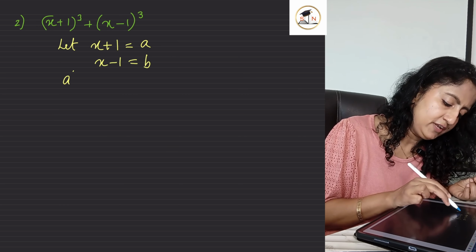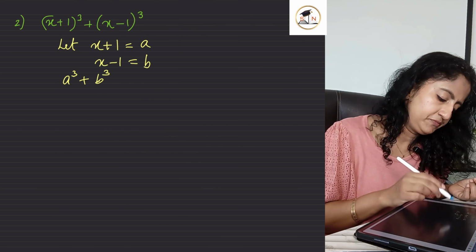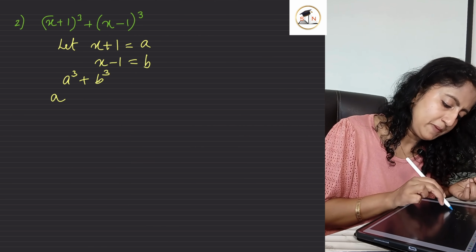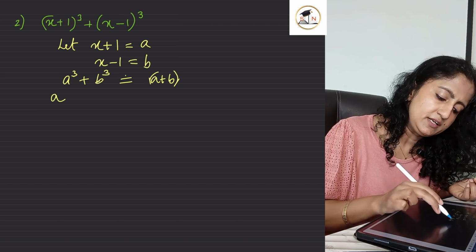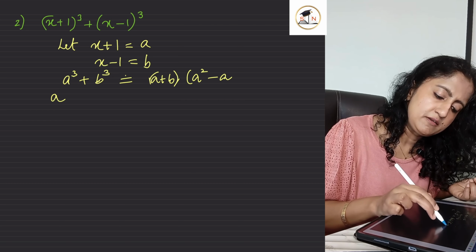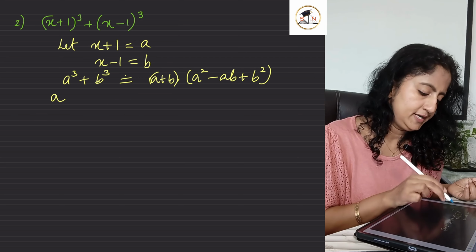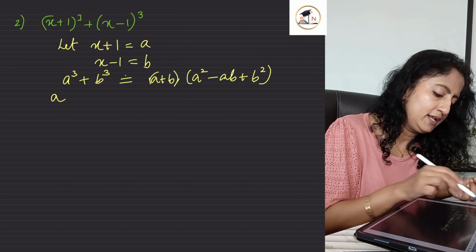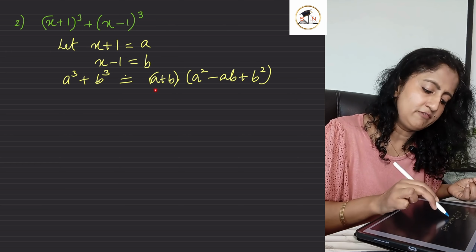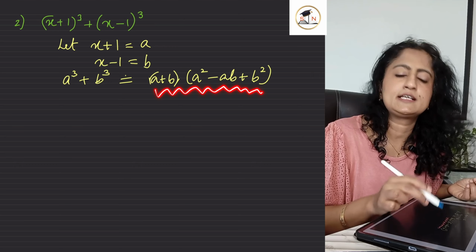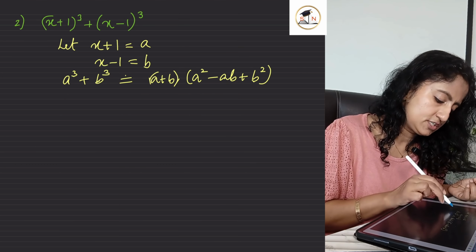So what do we have? We have got a cube plus b cube, right? Now, what do we need? The expansion of a cube plus b cube equals a plus b times a square minus ab plus b square. This is what we want, right? So let's substitute the values now. And where do we substitute the values? We will be substituting the values on the right-sided expansion or the factors that we have just written. Okay, so starting with it.